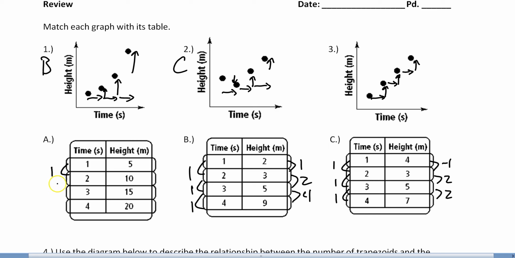And so when we look at this guy, it's going up by 1s each time. Over here, this is going up by 5s each time. All right, so this one's consistent, and that's what makes this thing linear. So that's letter A. All right, so just matching those up.